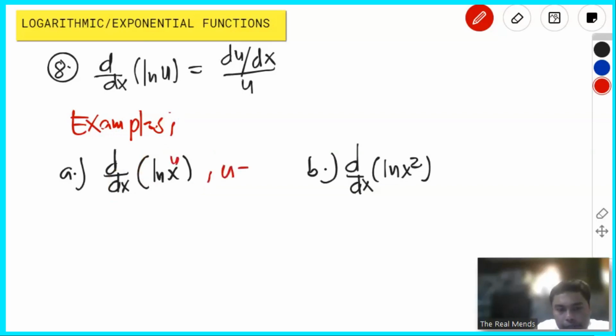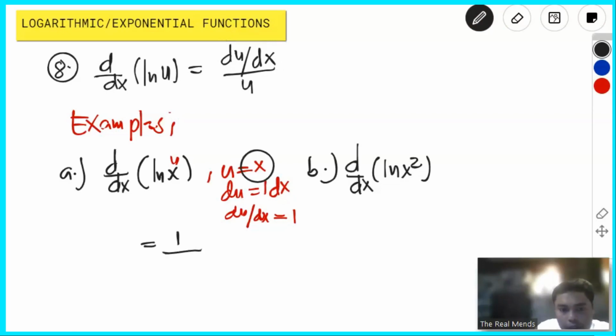So to get the derivative of u, that is just 1 dx, or du over dx just equals 1. And then from the formula, du over dx is just 1 over u. Our u here is x, so that is the answer if we get the derivative of ln of x.